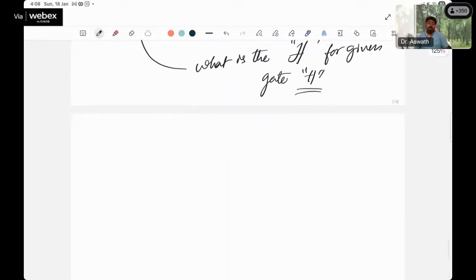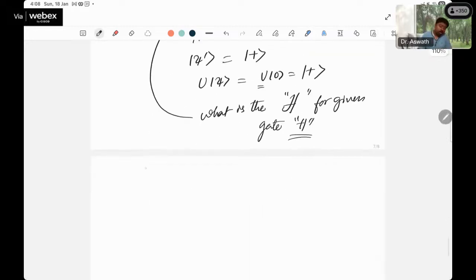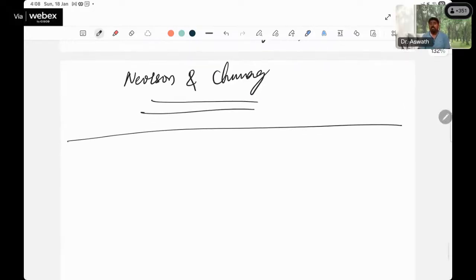This is quantum mechanics. There is a book, Nielsen and Chuang, which talks about what this unitary evolution is, how to get the unitary evolution, or how to get a Hamiltonian for a given gate. If you understand, you would really appreciate it. I think I did cover this part as an initial module. If you want, you can write to me and I can share some notes for that. Okay, thank you.